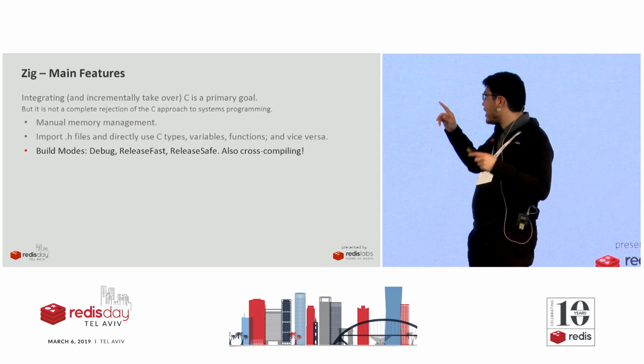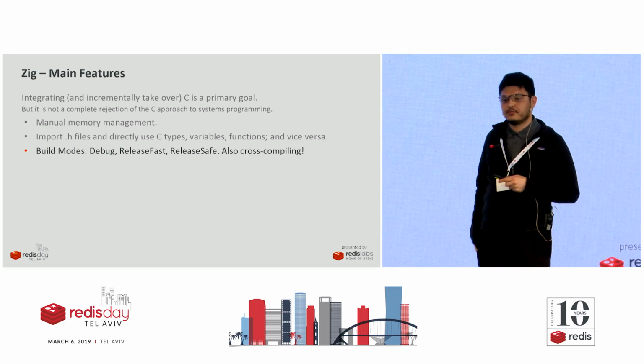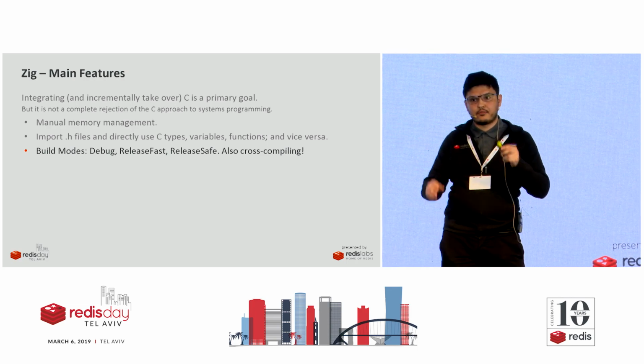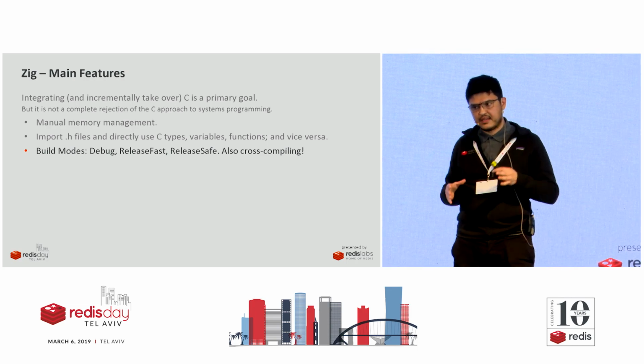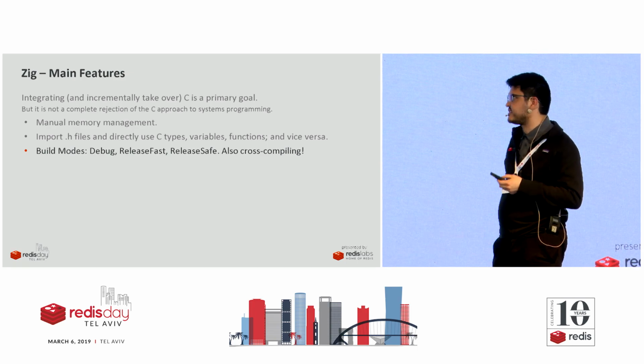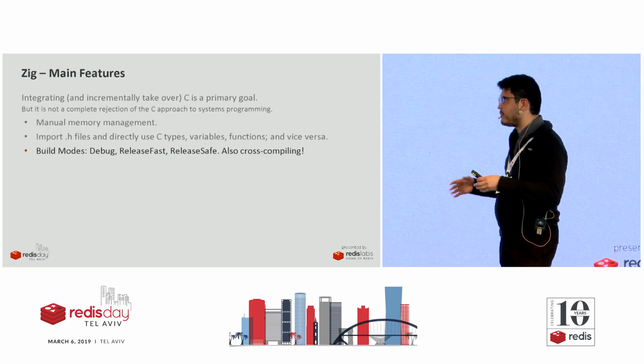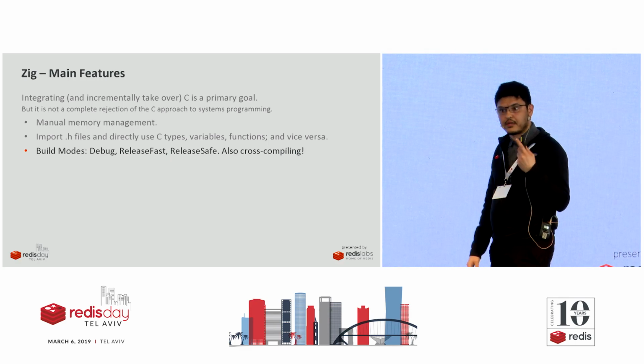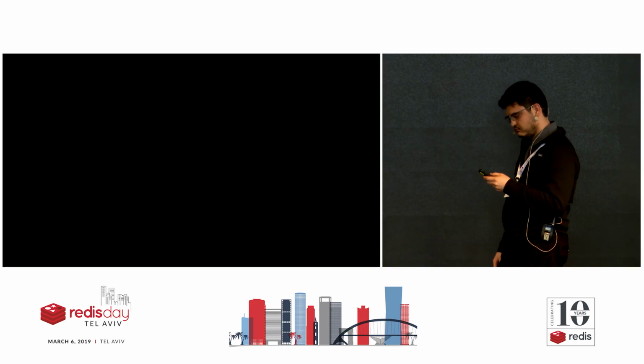And then, while releasing in release safe mode, you can still turn off safety checks from certain code paths, so that if something needs to be as fast as possible, it will be as fast as possible, while not giving up the general safety of your program. And cross compiling with one command, which is not bad.